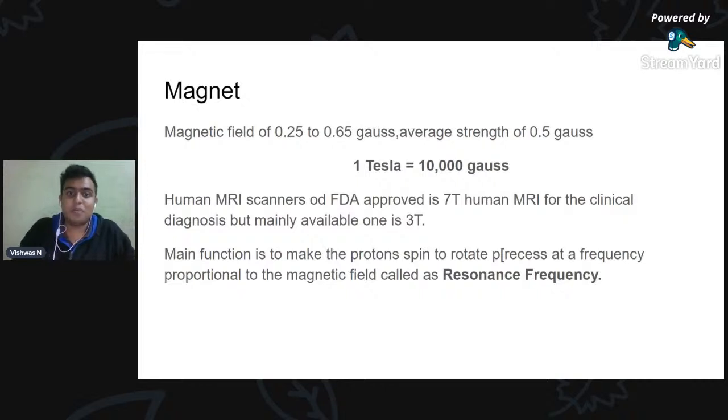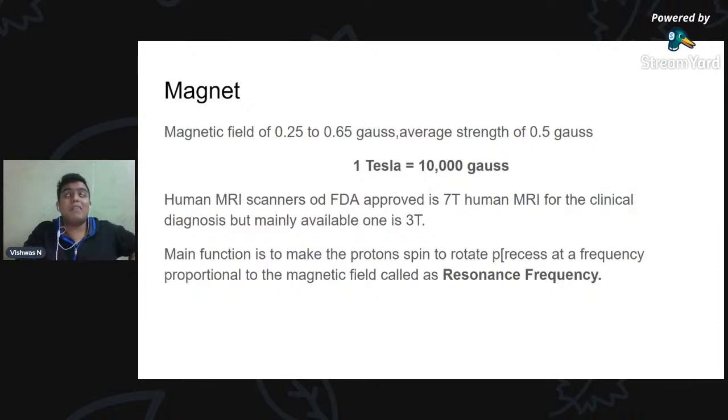Main function is to make the proton spin in a top process. Why have I given you this? It's because you can be precise at the end of the day when it comes to frequencies and also when it comes to the proportion of the magnetic field. That's where the resonance frequency comes into the picture.